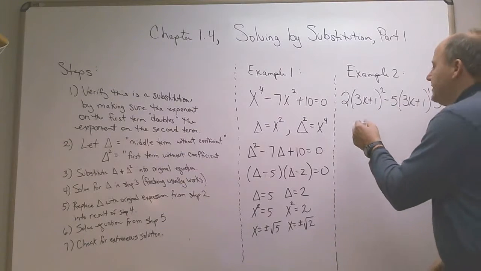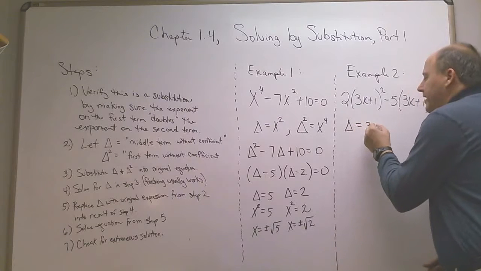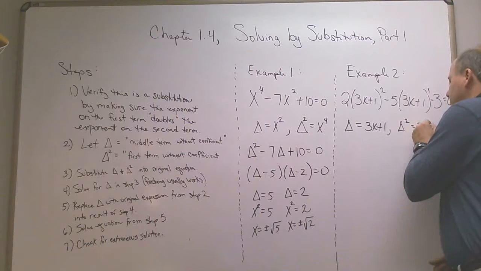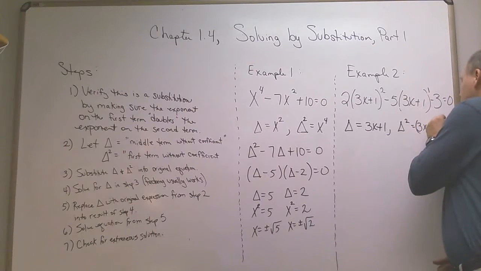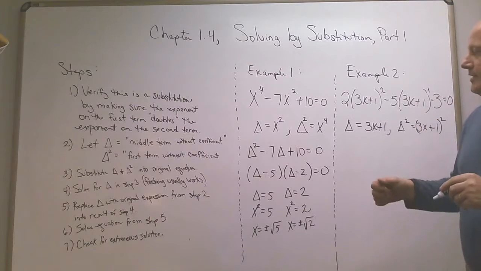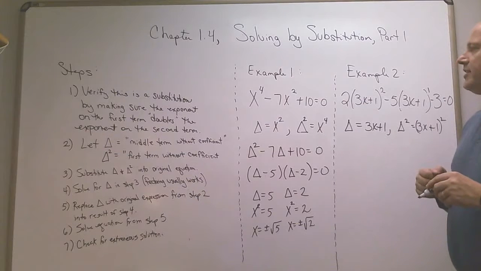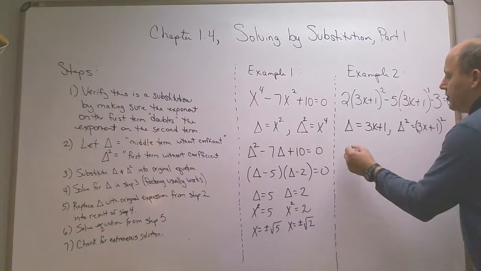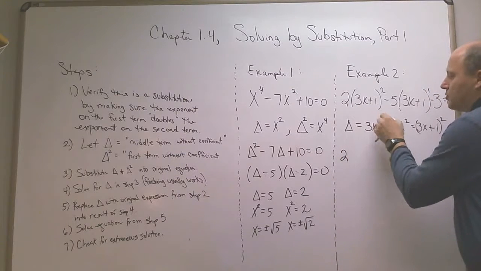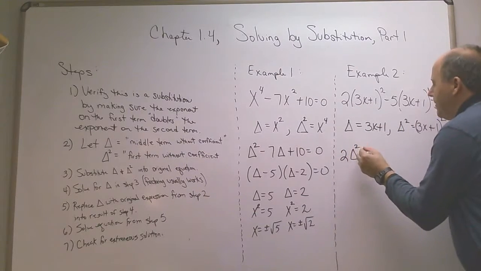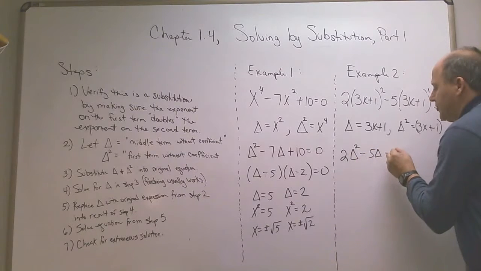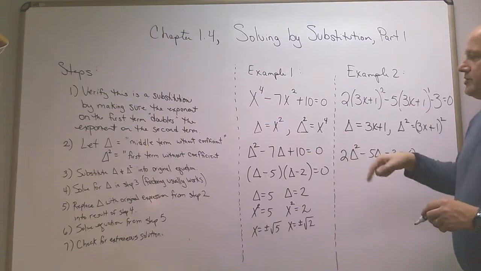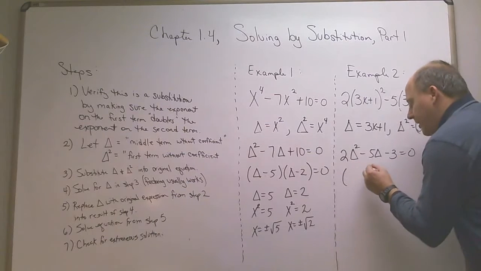So what I'm going to do is let delta be equal to 3x plus 1, and let delta squared be equal to 3x plus 1 squared. So delta is the middle term without its coefficient, and delta squared is the first term without its coefficient. So replace those, and you get 2 delta squared, minus 5 delta, minus 3 equals 0.